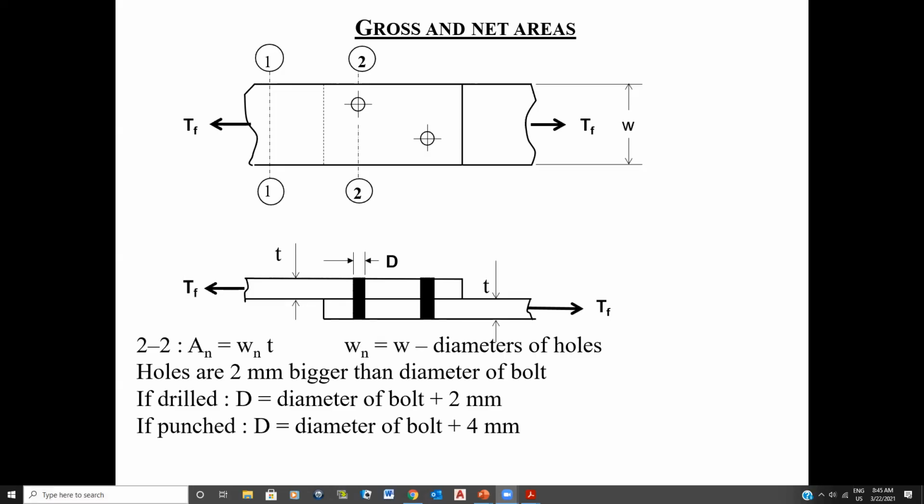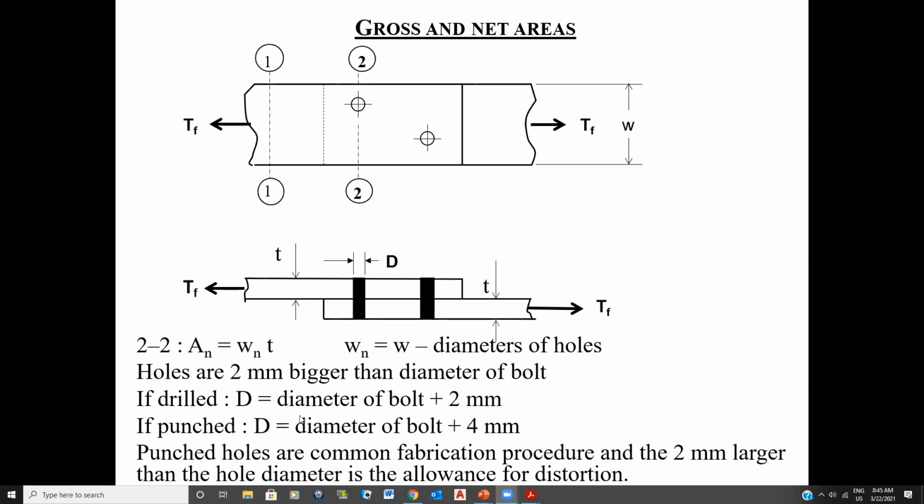Now, if punched, then you take the diameter and you add 4 millimeters. Now, why do you add 4? Well, when you punch through steel, there are deformations. It's not as clean and as precise as when you're drilling. And that accounts for those deformations and for the area that got affected by the punching. It says: punched holes are common fabrication procedures, and 2 millimeters larger than the hole diameter is allowed for distortion.